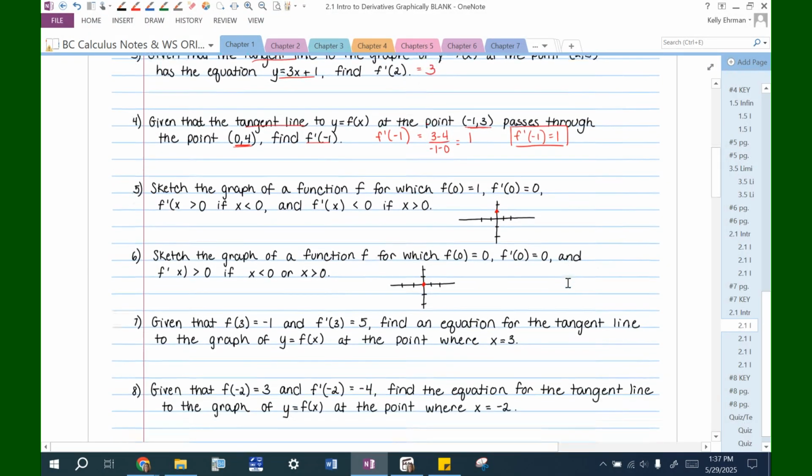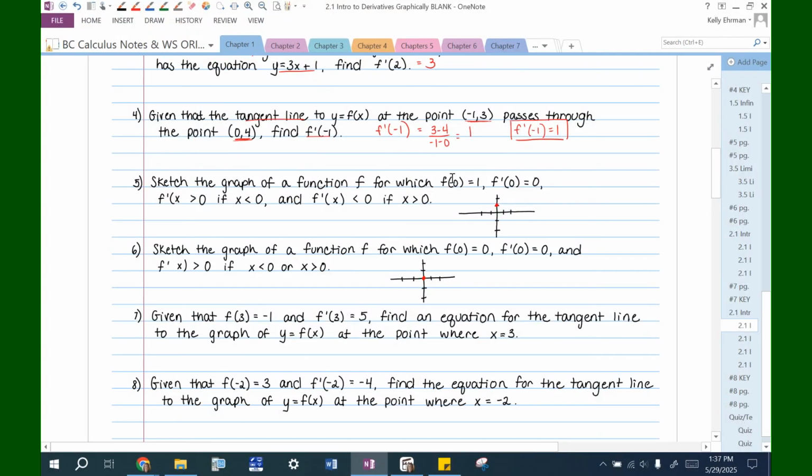Sketch the graph of a function f for which f of 0 equals 1. Plot that if it's not already on your graph. F prime of 0 equals 0. So I like to dot in a little horizontal tangent to remind myself that I should have a relative max or min right there, maybe.